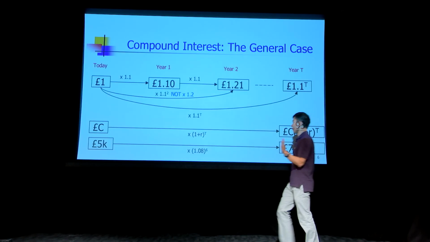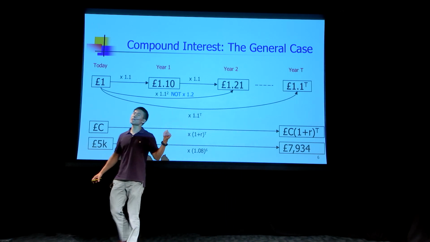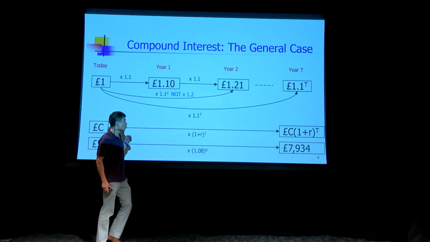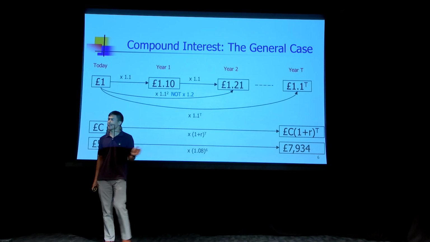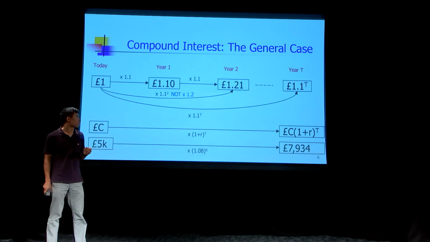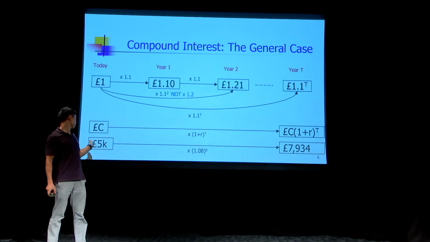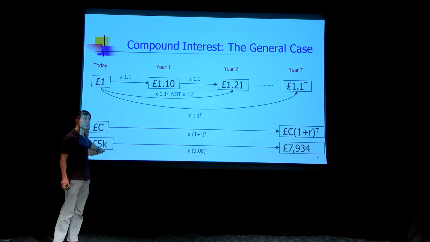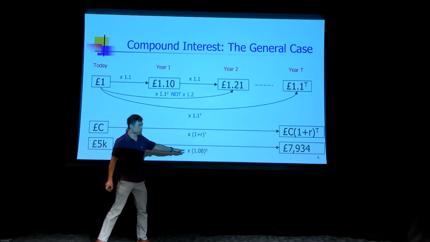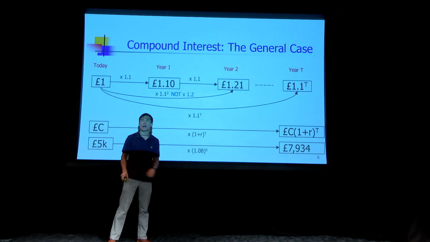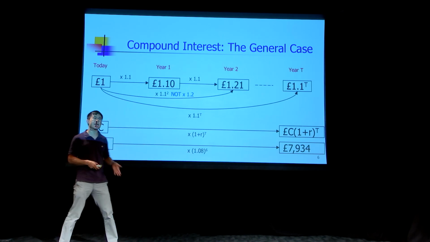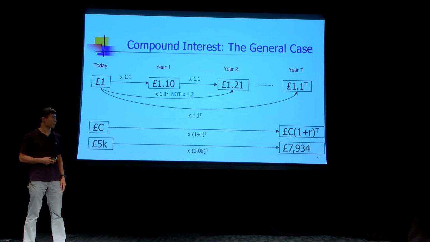So let's just do that with a simple example. So let's say I'm going to save £5,000. I found an interest rate, a bank account, with an interest rate of 8% per year. And that bank account is open for 6 years. I just take 5,000, multiplied by 1.08 to the power of 6, and that gives me nearly £8,000 in 6 years' time.